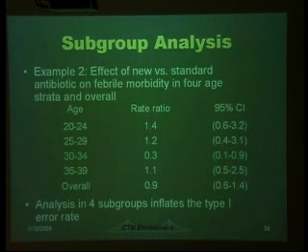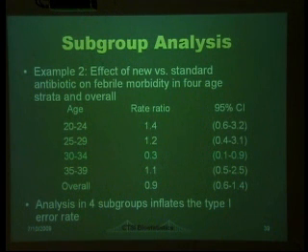This is the effect of a new versus a standard antibiotic on febrile morbidity in 4 age strata, as well as overall. So you've got age 20 to 24, age 25 to 29, 30 to 34, and 35 to 39. If you look at the rate ratio of febrile morbidity, 1.4, 1.2, 0.3, and 1.1, with an overall rate ratio of 0.9. Okay? Here, you look at your confidence intervals.